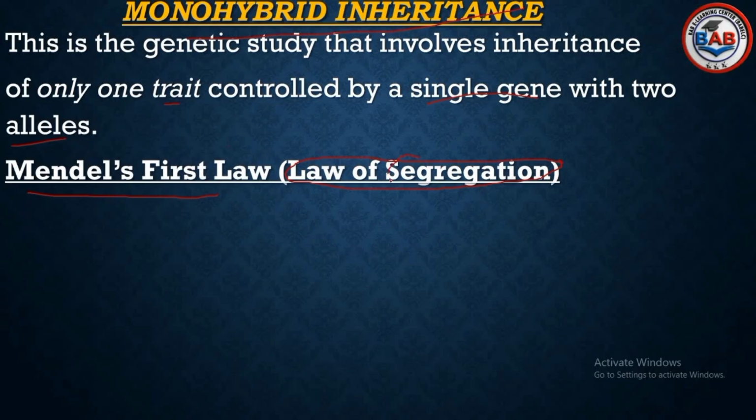This word segregation is derived from meiosis, whereby the homologous chromosomes in meiosis 1 separate during the anaphase stage of meiosis 1, resulting in the formation of chromosomes, each carrying two alleles occurring on different sister chromatids, which also later separate, resulting in the formation of gametes, each gamete carrying a single chromatid, each chromatid having a single allele.